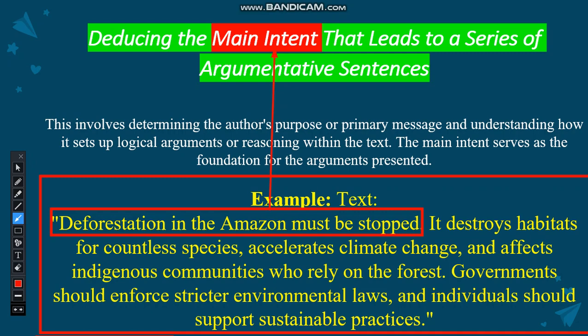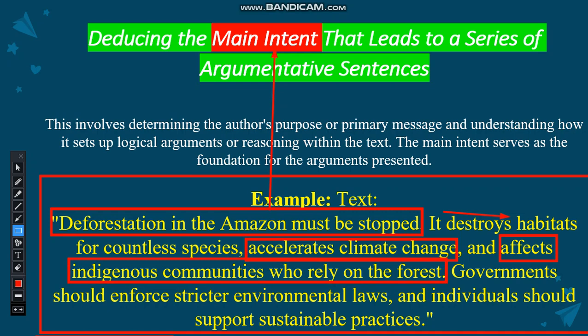And then after that, we have a series of argumentative sentences. Now the author is giving arguments and reasons why it should be stopped: because it destroys habitats for countless species. Other reasons the author gives are that it accelerates climate change negatively and it affects the indigenous communities who rely on the forests. So all of these are logical arguments for the main intent.